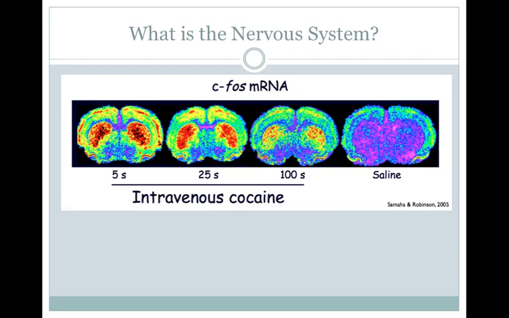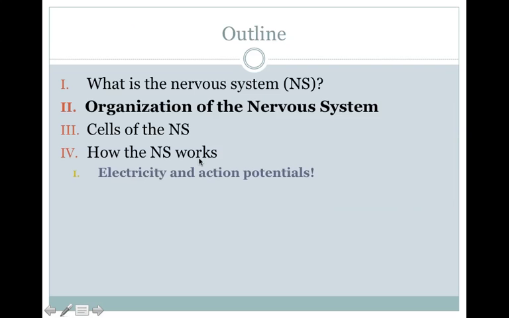And so what you can see is that over 5 seconds, the expression is much, much higher. You can tell that the brain is lit up a lot more with the expression of the mRNA, versus the same amount of cocaine injected over a longer interval. So this is beyond the scope of this presentation, but it just goes to show some of the stuff that you can study in learning about the nervous system.